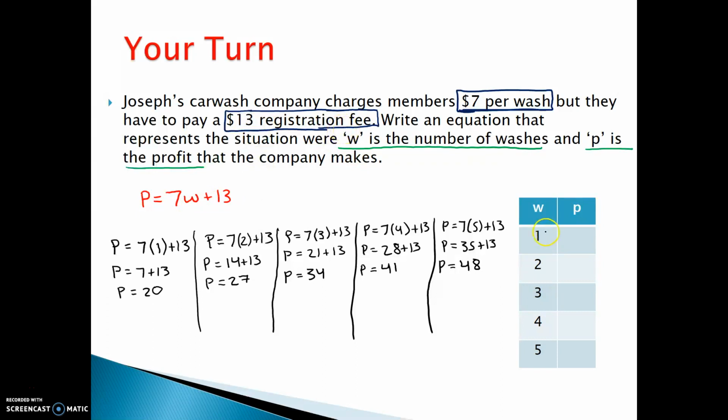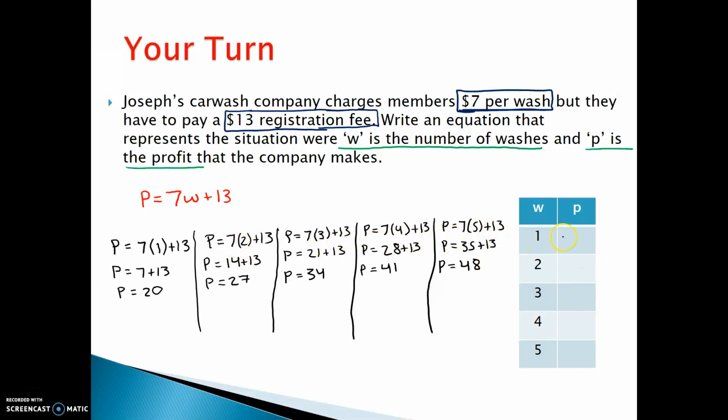Now again, they're asking me, hey, how much money are they going to be making? How much profit do they make off of just one car wash, 2 washes, 3 washes, 4 washes, 5 washes, and so forth? So again, all I had to do was take the 1, plug it into W. So 7 times 1 is 7, 7 plus 13 is 20. And again, I do that again for 2, for 3, for 4, and for 5.